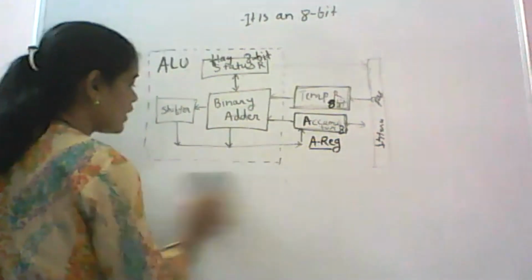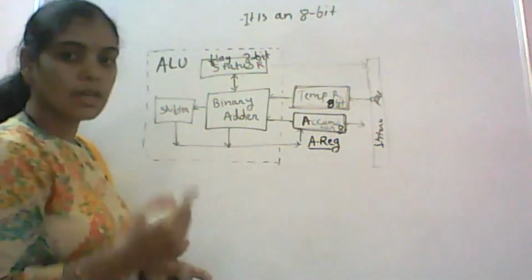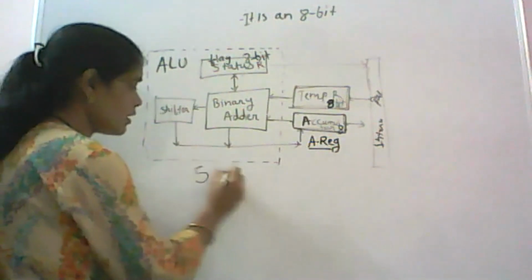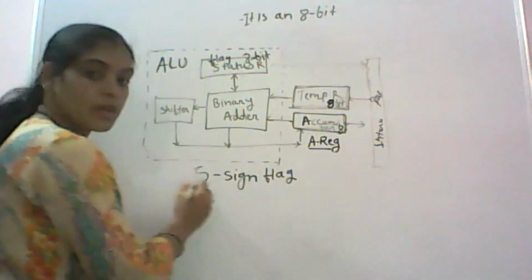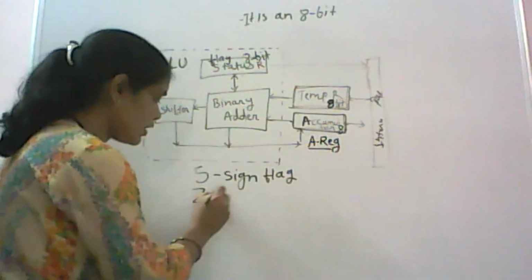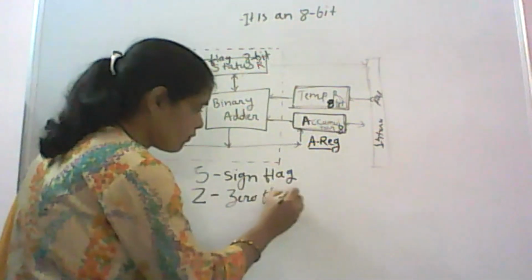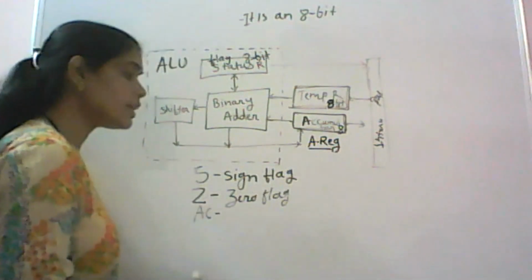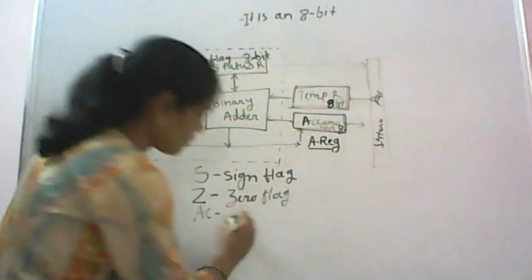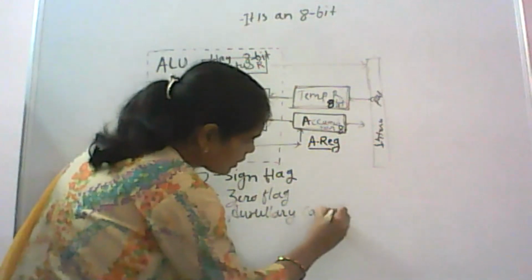See which are these 5 flags. First flag is S, that is a sign flag. Next is a zero flag, denoted by Z. Third one is AC, the auxiliary carry flag.